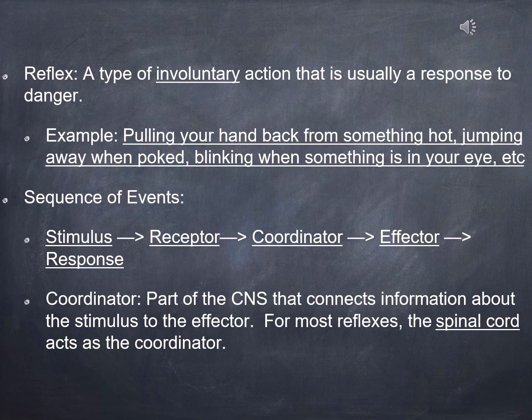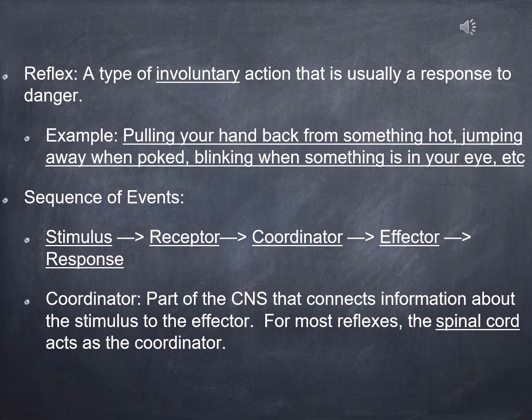After the coordinator, the next event comes from the effector. Effectors, remember, are things that help us to respond to danger. In this example, our effectors are going to be the muscles in our hand and arm. And lastly, we have our response. The response in this example is pulling our hand away or dropping the cookie.